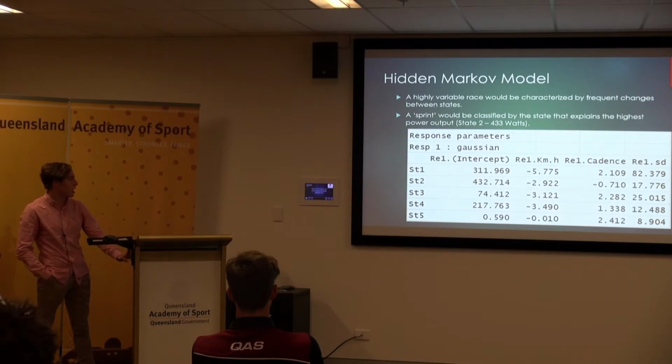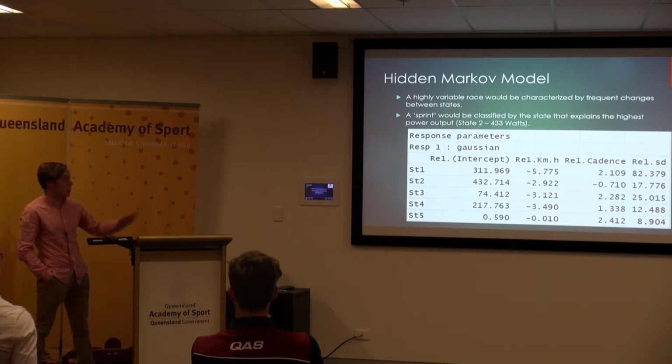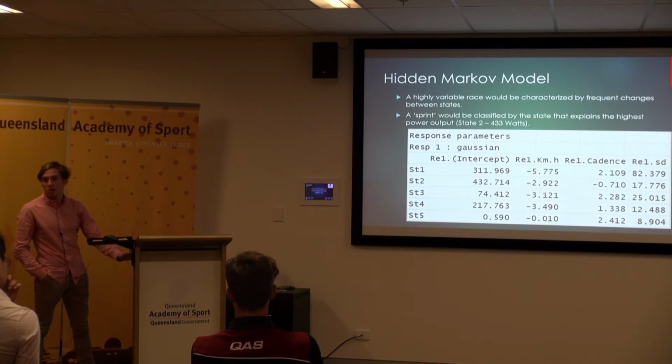But what's different about the hidden Markov model is that these states would be different for each particular race and each particular person. So if I applied that same model to a different race, I might get different numbers if I specified 5 states as well. If, say, an amateur cyclist had done that and their peak power was only 200 watts, these states might only range from 0 to 250 if I specified 5.